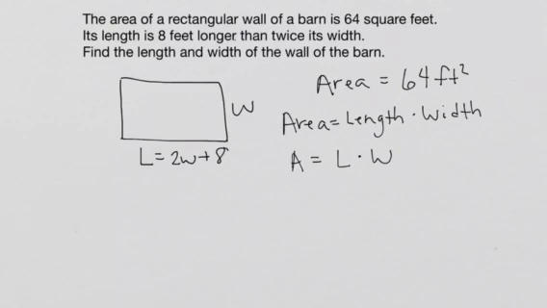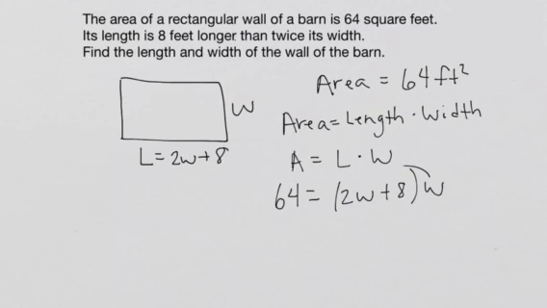We're asked to find the length and width of the wall of the barn. So we know area, based on the given information, is 64 feet squared. So in our formula, we're going to put A is 64. Our length, we're going to put what we were told length is equivalent to. Length is equivalent to 2W plus 8. So we're going to say that 64 equals the length, 2W plus 8, times W. We will now distribute our W and then solve for W.